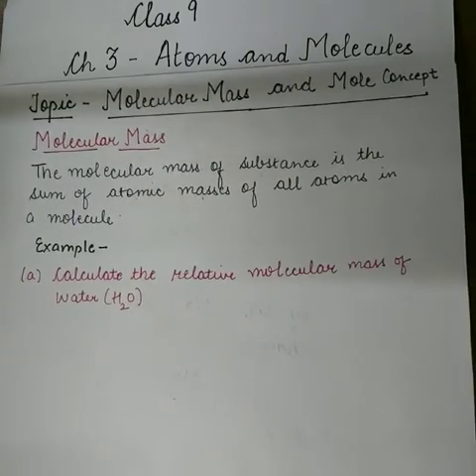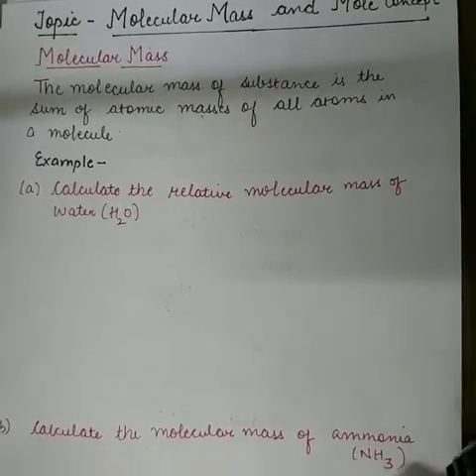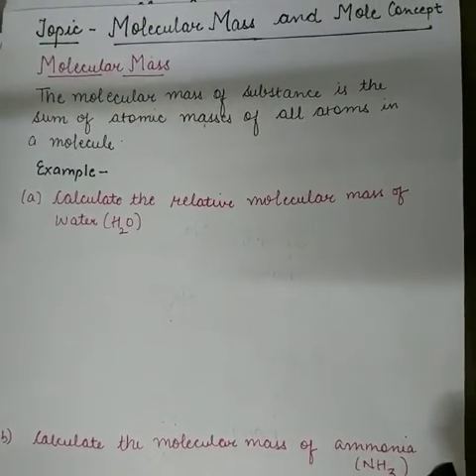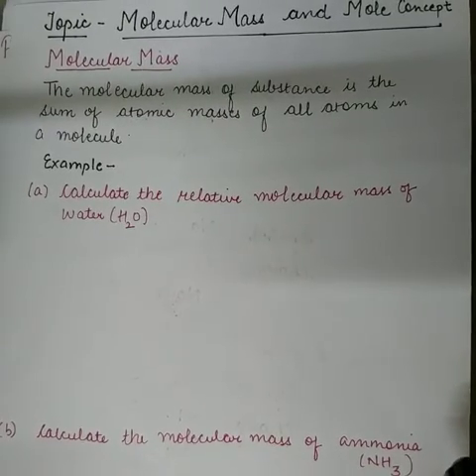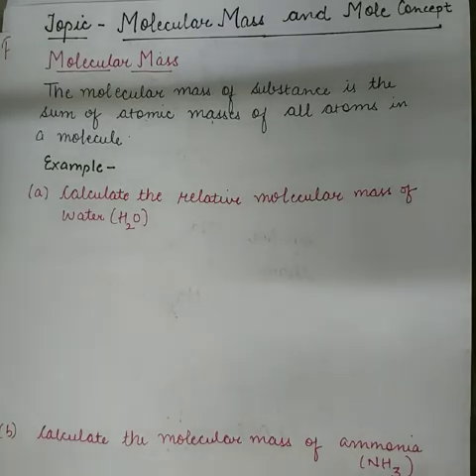So let us start the topic molecular mass. What is molecular mass, students? The molecular mass of a substance is the sum of atomic masses of all the atoms in a molecule. Students, you know the definition of a molecule: a molecule is a group of atoms, right? In any molecule, atoms are present. When we add the masses of all those atoms, we get the mass of a molecule. So you can say that molecular mass is the sum of atomic masses present in it.